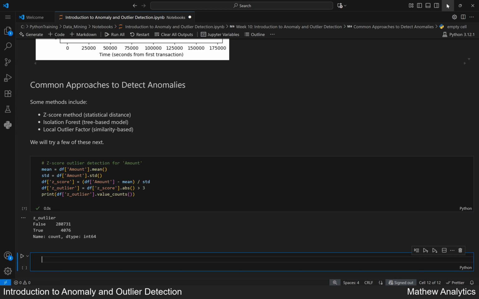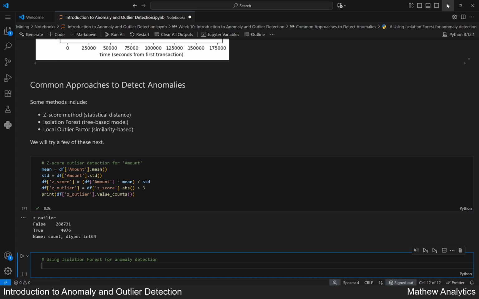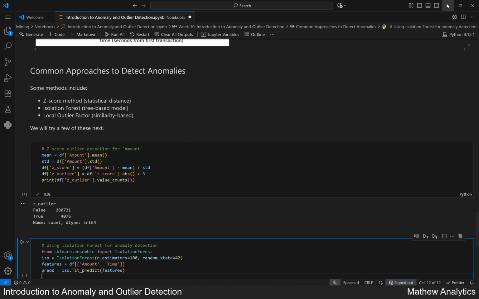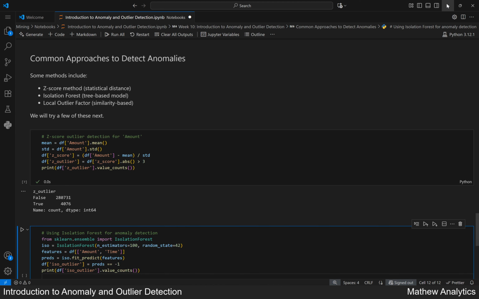Let us try a popular tree-based algorithm named isolation forest. This is a comment explaining that isolation forest is used for anomaly detection. We import the isolation forest model from Sklearn. We instantiate the isolation forest model with 100 trees and a fixed random state for reproducibility. We select the amount and time columns from the data frame as input features for the model. We fit the isolation forest model on the features and predict outliers for each row. We create a new column ISO_outlier in the data frame where true indicates an outlier. We print the count of normal points and outliers in the data frame.